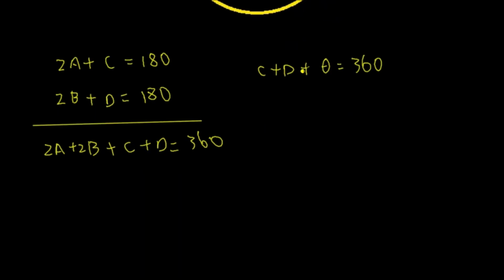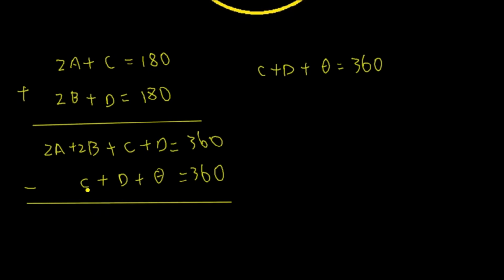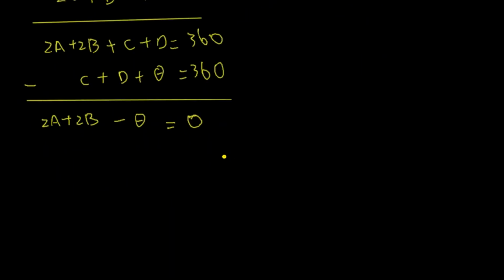Okay, now let's use this equation here: C plus D plus theta equal to 360. But in this case, this one is a plus, so this time I will subtract this equation. So 2A plus 2B minus nothing here, so it will still be 2A plus 2B because we are subtracting 0. But C plus D minus C plus D is 0. Then 0 minus theta will be minus theta. So 360 minus 360 is 0. From here, what we can do is add theta to both sides: 2A plus 2B is equal to theta.